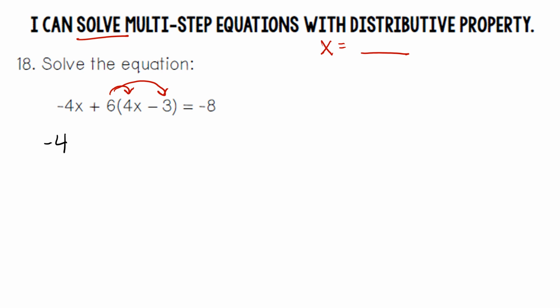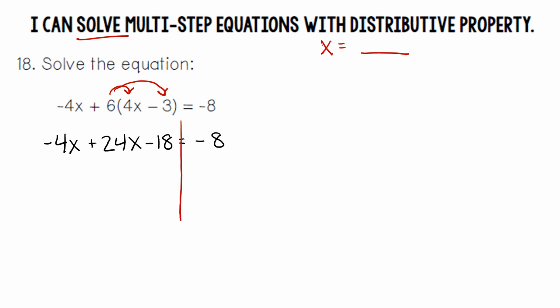The negative 4x stays out in front because that is not in the parentheses. The 6 times the 4 would give us a positive 24x. The 6 times the minus 3 would give us a minus 18. And the equals negative 8 stays at the back.